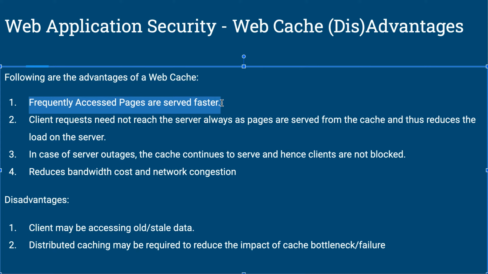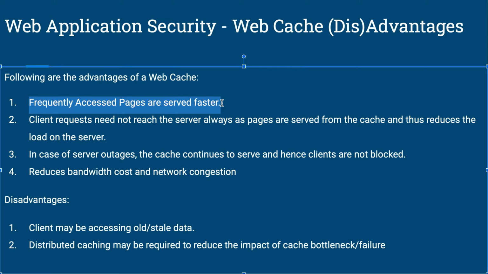And some of the applications are time sensitive. If you are not getting a response within, say, 10 seconds, the client might try to request again, or it may drop the request. So in all such cases, cache helps serve the pages faster, and this is useful when you are trying to access some content very frequently. Client requests need not reach the server always in this case, right? So that is one advantage. It reduces the load on the server.